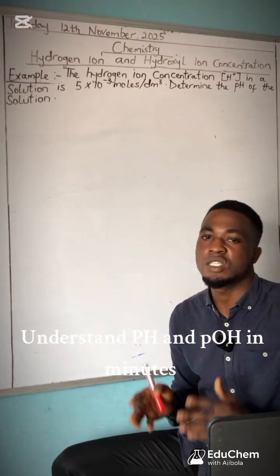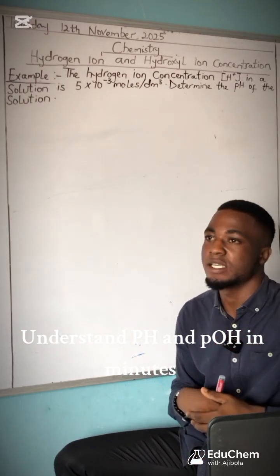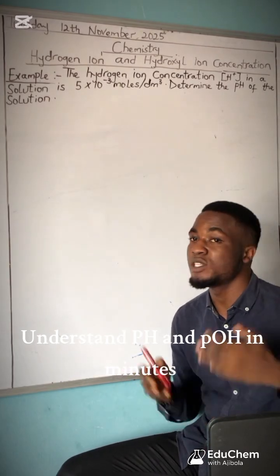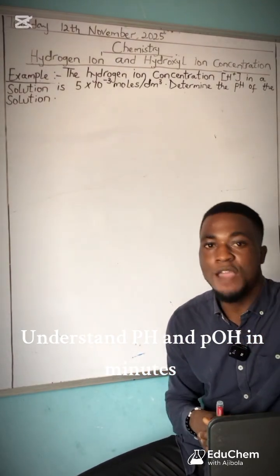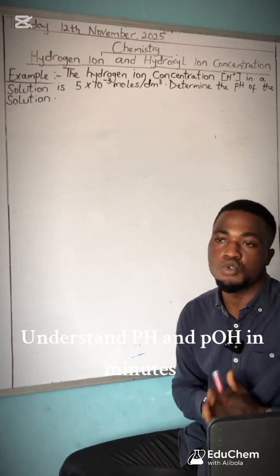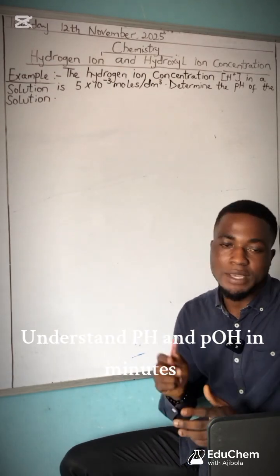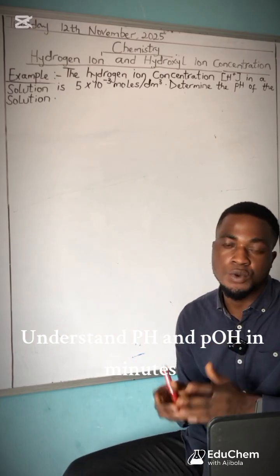So where we have 1 to 6 as the range for acid or acidity, 7 is neutral, which is water. Water is a universal solvent, of course, while from 8 up to 14 is the alkalinity, which is the basicity of every hydroxyl ion concentration.